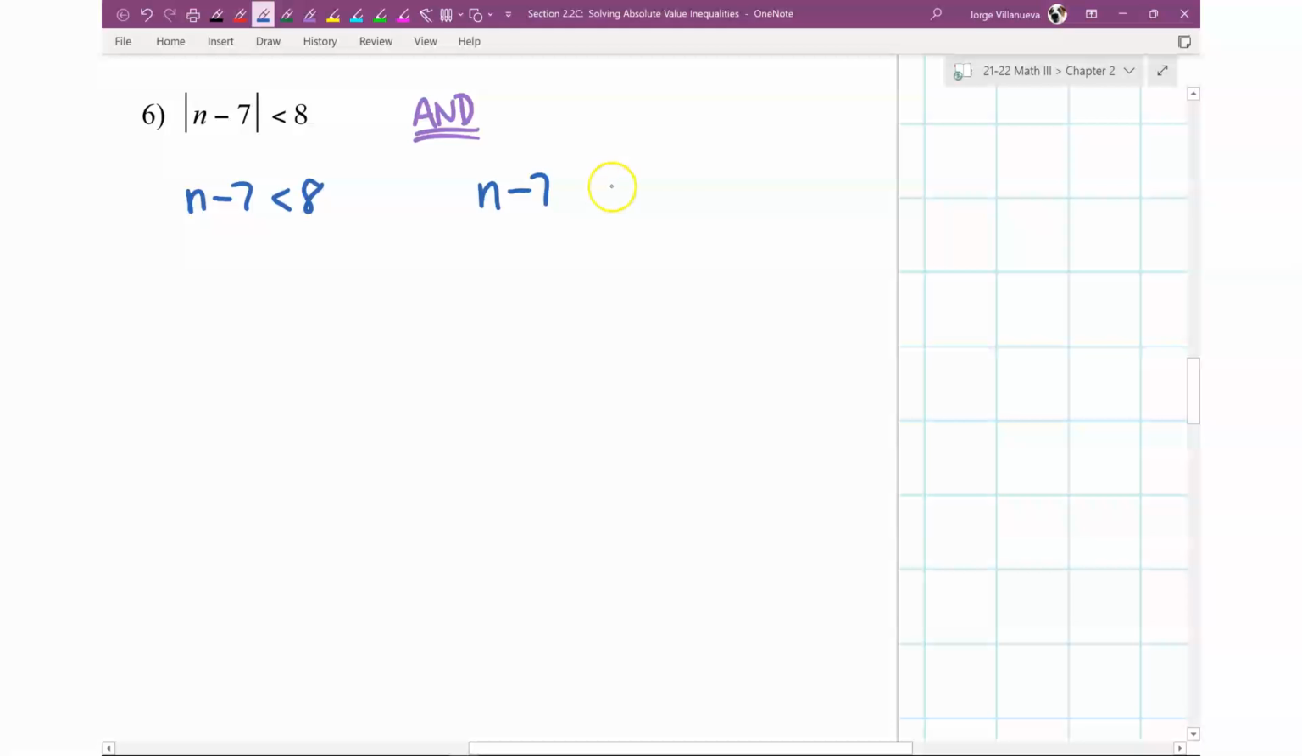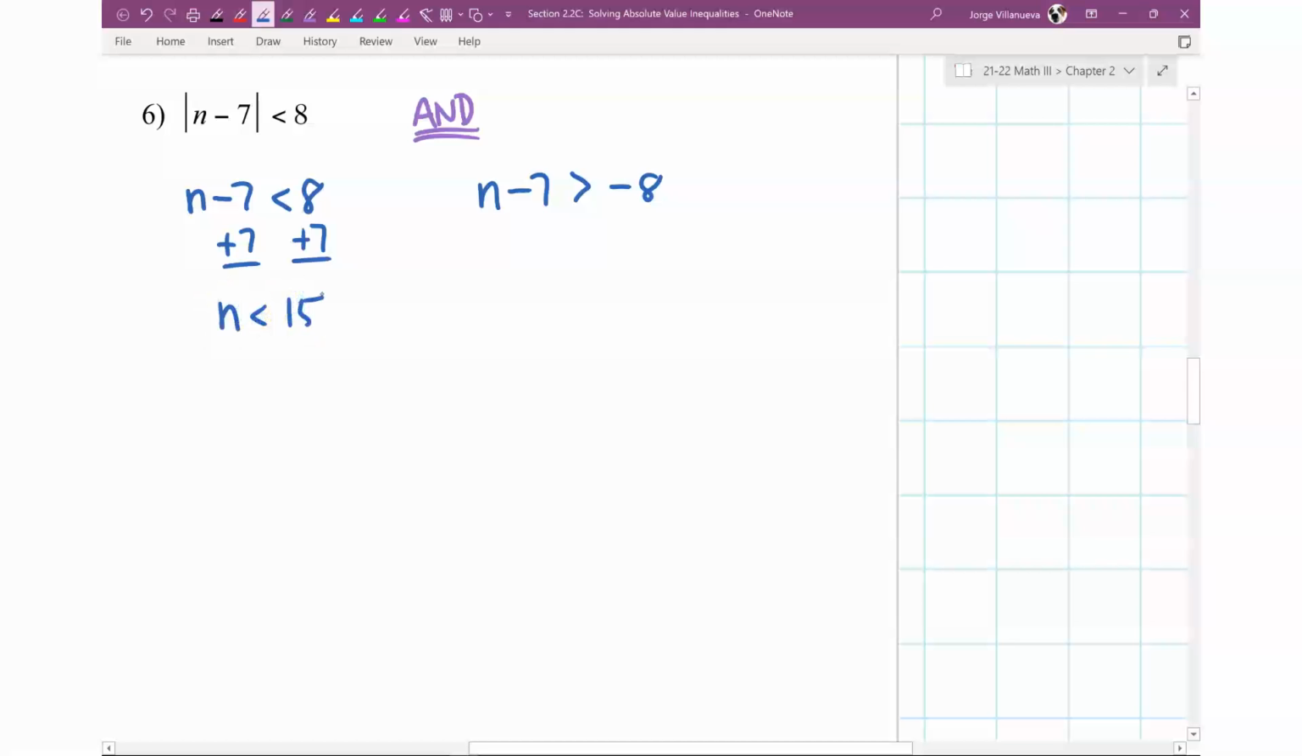Well, it's going to have a negative 8. What about the symbol? It's going to switch, so it's going to be greater than, right? I mean, literally, that's the hard part right there. After that, it's just solving. So let's add 7 to both sides on the first equation, or inequality, sorry. So we get n less than 15.